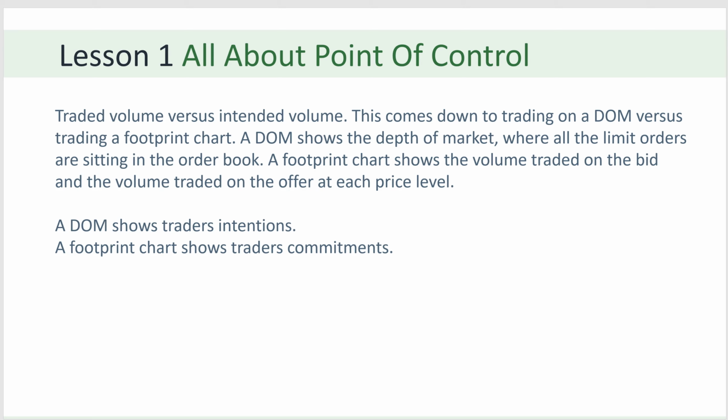And is that important? To some people it is important, but for me, I believe traded volume is more important, because the footprint chart is going to show you volume traded on the bid. It's going to show you the volume traded on the offer at each price level. Break it down. What does a dome show you? It shows you the order book. It shows you traders' intentions. A footprint chart shows you trades that actually occurred. What do you think is going to be more important in the market?